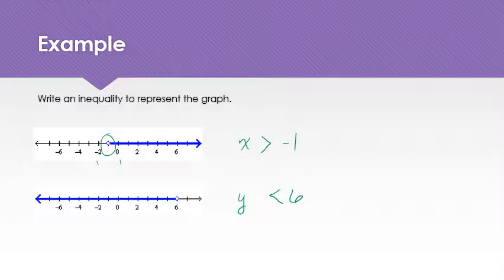Again, your variable here doesn't really matter, so choose your favorite variable unless the problem tells you which one to use. Now, could my variable here be equal to 6? No. It's an open circle. So I leave it as y is less than 6.